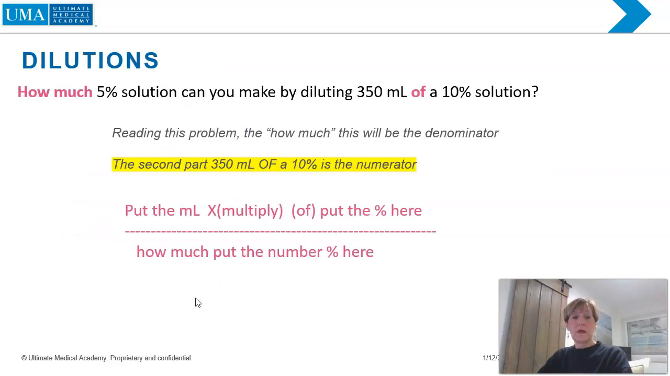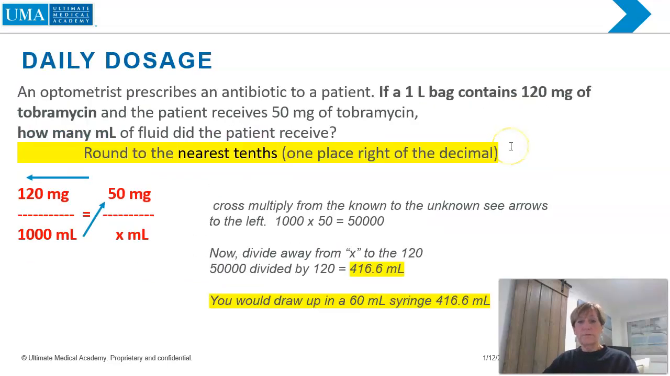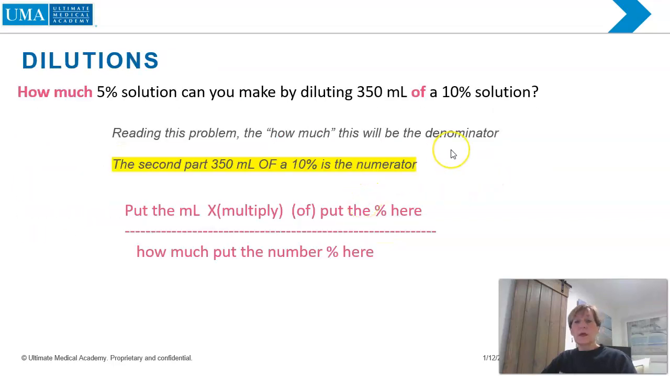I'm sure you are. So dilutions is another formula we have. This one's a lot of fun. This one's very easy to read. And I highlighted it here for you. So this one's asking how much 5% solution can you make by diluting 350 milliliters of a 10% solution. The best way I have found to calculate these type of formulas is to make sure that this top part here is your numerator. Of becomes times. How much is your dividing? So to put in our formula here, you have 350 times 10 is our numerator, and divided by 5%. How much is our denominator?